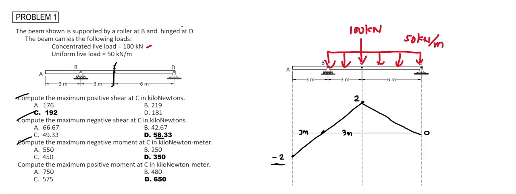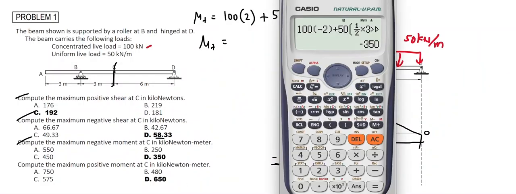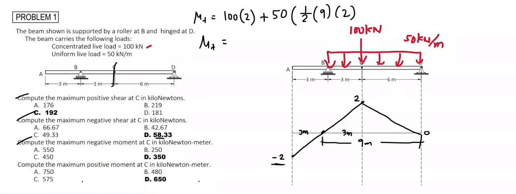So to compute for the maximum positive moment, this is equal to 100 times 2 plus the 50 kilonewton per meter multiplied by the area of this large triangle, which has an area equal to 1/2 times the base of 9 meters and a height of 2. We will get our maximum positive moment that has a value equal to 650 kilonewton-meter, which is letter D. And these are our final answers.